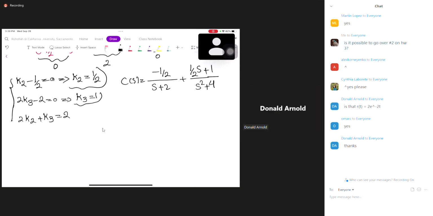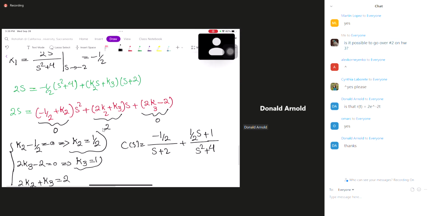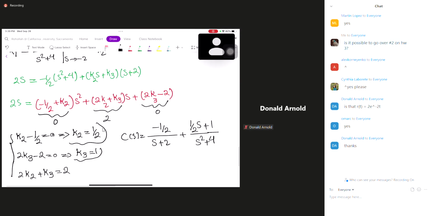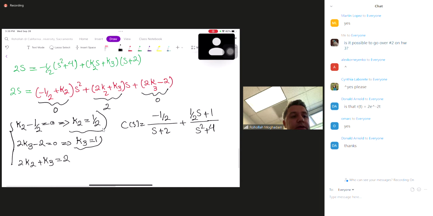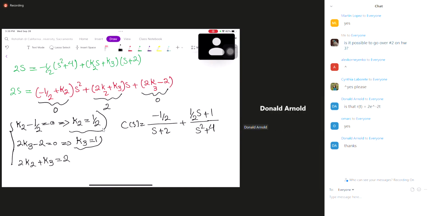How did you choose the numbers when we were going to solve that problem? Which one? Can you say it again? How did you get the 0, 2, and 0 there again?